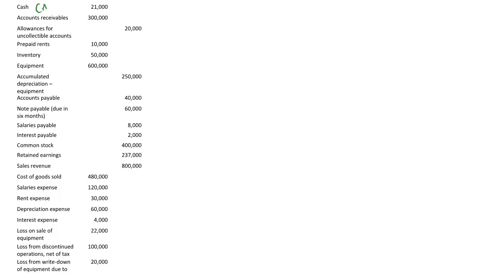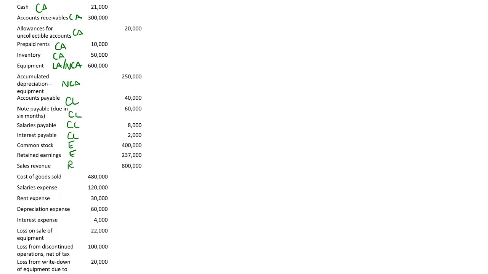Okay, cash is going to be a current asset, accounts receivable, current asset, allowance is a contra current asset, prepaid rent, current asset, inventory, current asset. Equipment is going to be a long-term or non-current asset. Accumulated depreciation, non-current asset. Accounts payable is a current liability. Notes payable due in 6 months is a current liability. Salaries payable, current liability. Common stock is going to be an equity account. We have a retained earnings equity account.